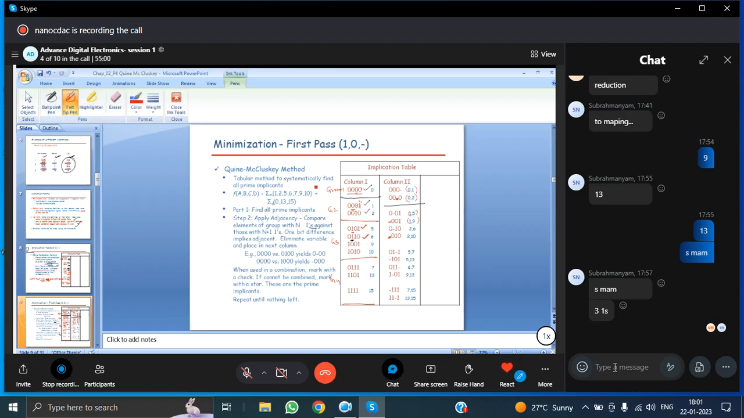Okay, group 1 is over, group 2 is over. Now I need to compare group 3 and group 4. I am comparing group 3 and group 4. Okay, in group 3 and group 4, what I will do is compare 5 and 7.